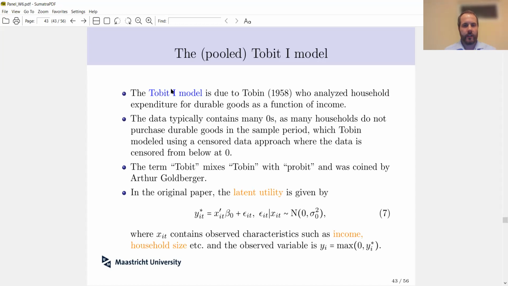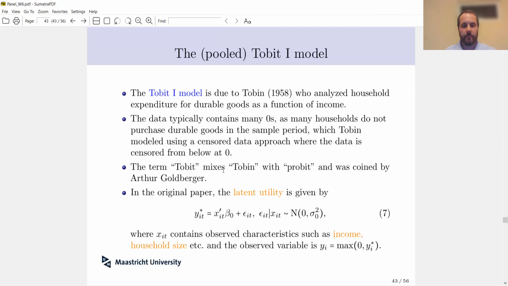Okay, so the classic Tobit model comes, of course, from a researcher called Tobin. Let's maybe discuss first the name. Tobit is a mix-up of the name Tobin, the researcher that introduced this type of model, with Probit. This name, Tobit, is due to a rather famous econometrician, Arthur Goldberger. He was one of the leading econometricians in the 70s and 80s.